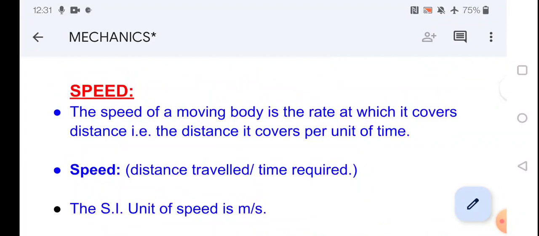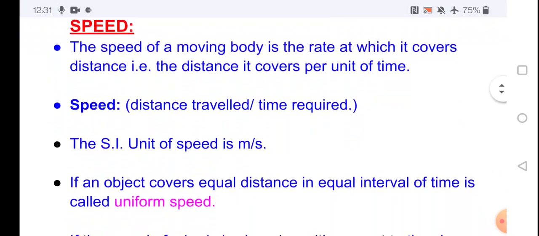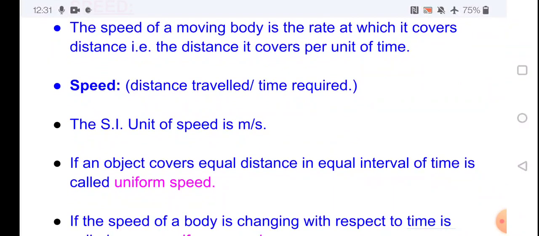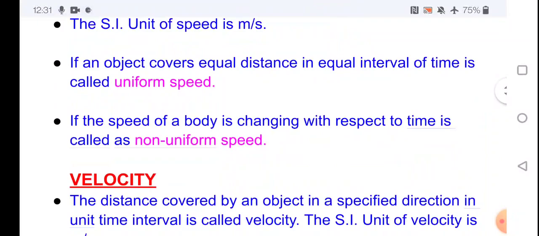Once again we learn about speed. Speed is the rate at which it covers distance. Speed can be calculated as distance travelled divided by time taken. The SI unit of speed is meter per second. Uniform speed means if an object covers equal distance in equal intervals of time, then it is called a uniform speed. If the speed of the body is changing with respect to time, that is, if the object covers unequal distances in equal intervals of time, then it is called a non-uniform speed.